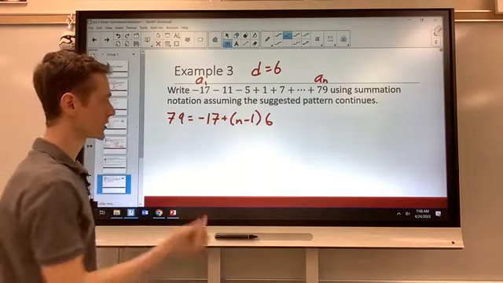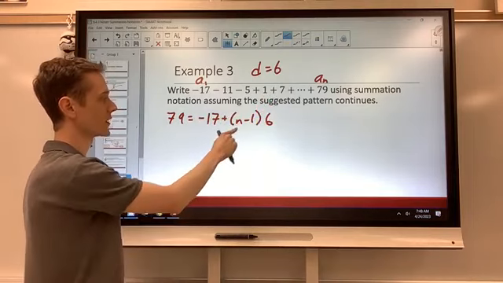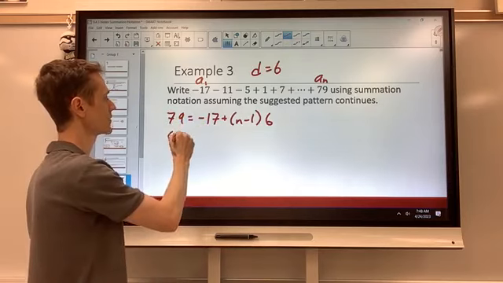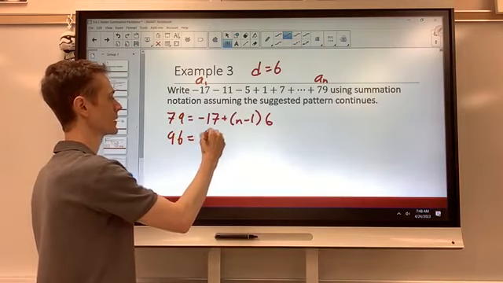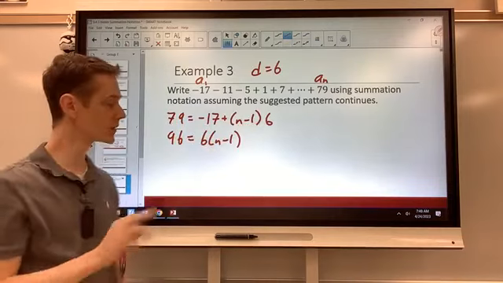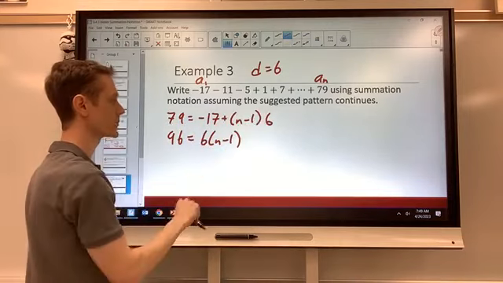Now, if we were to solve this equation for my variable here, n, I would add 17 to both sides. So this is going to give me 96. I'm just going to flip the order of the 6 times n minus 1. Since multiplication is commutative, you can flip the order. 2 times 3 is the same as 3 times 2.